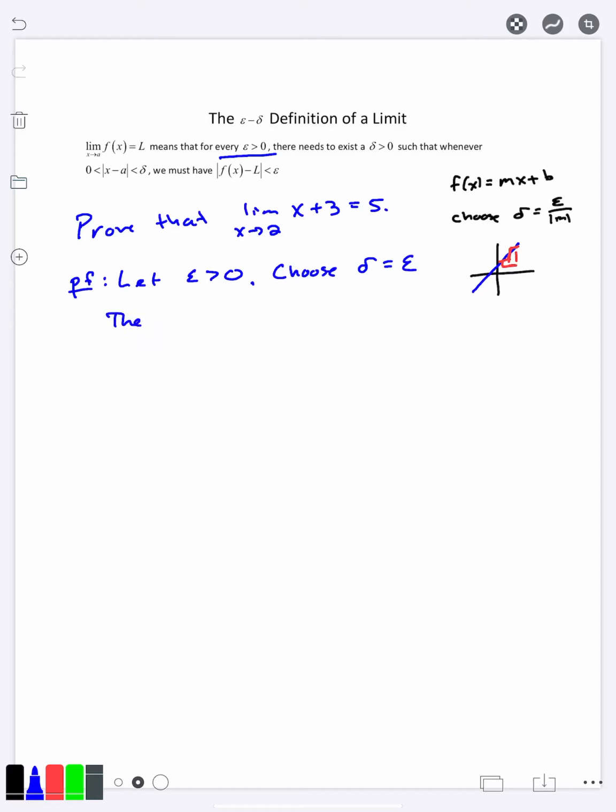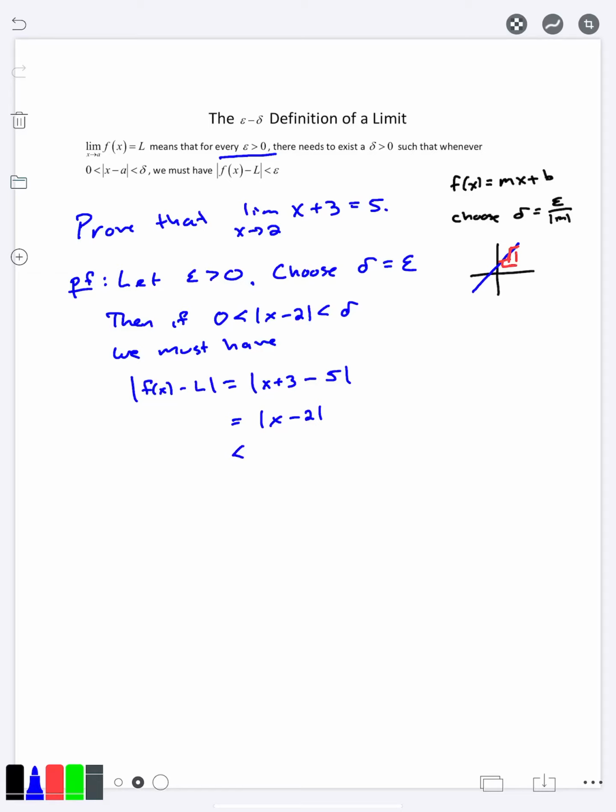Then we would say, if 0 is less than |x minus 2| is less than delta, we must have the absolute value of f of x minus L. Well, my f of x function is x plus 3. I subtract my L, which is 5. And if you simplify this, this is going to be the same as |x minus 2|. And by our previous statement, that is less than delta. But delta is actually equal to epsilon. So I just showed that |f of x minus L| is less than epsilon.